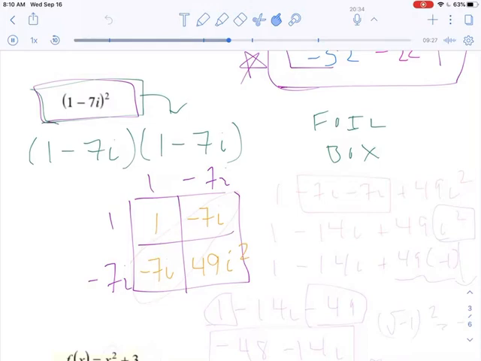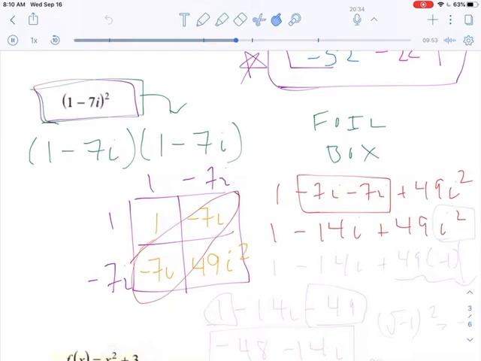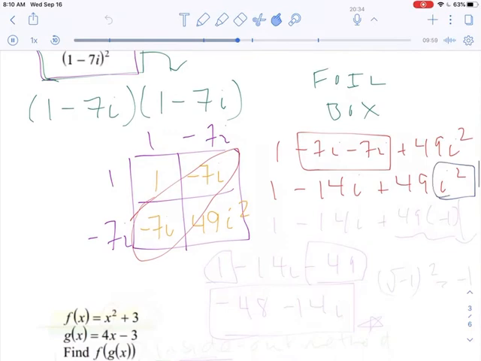A lot of you got to this point on the Pear Deck, and you knew that you would combine these terms, but I'm just going to write out what we have. So it's 1 minus 7i minus 7i plus 49i squared. These two are going to combine because they are like terms. So I will have 1 minus 14i plus 49i squared. We're going to talk about this more when we get to our power of i section on this short little tutorial thing. But i squared, remember, that's the square root of -1 squared, which is just -1.